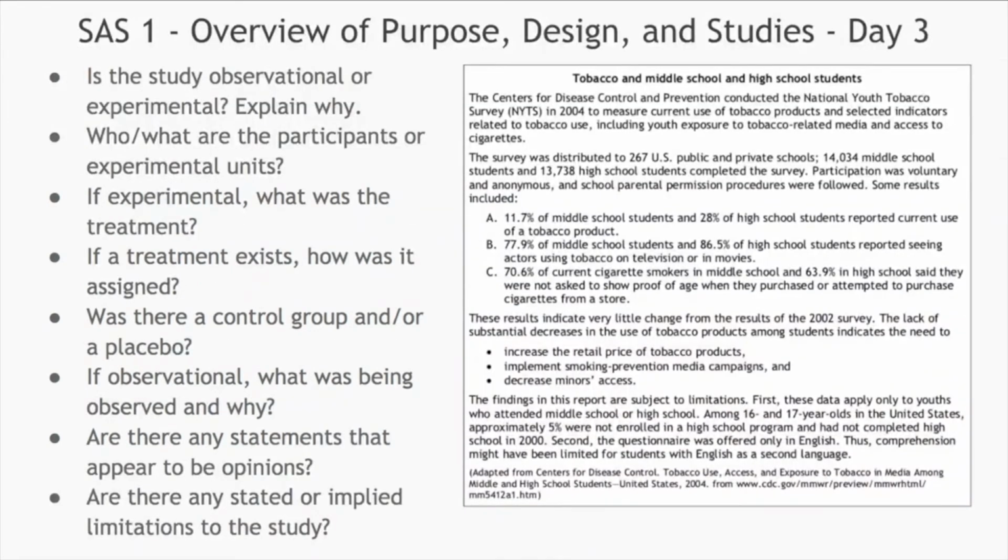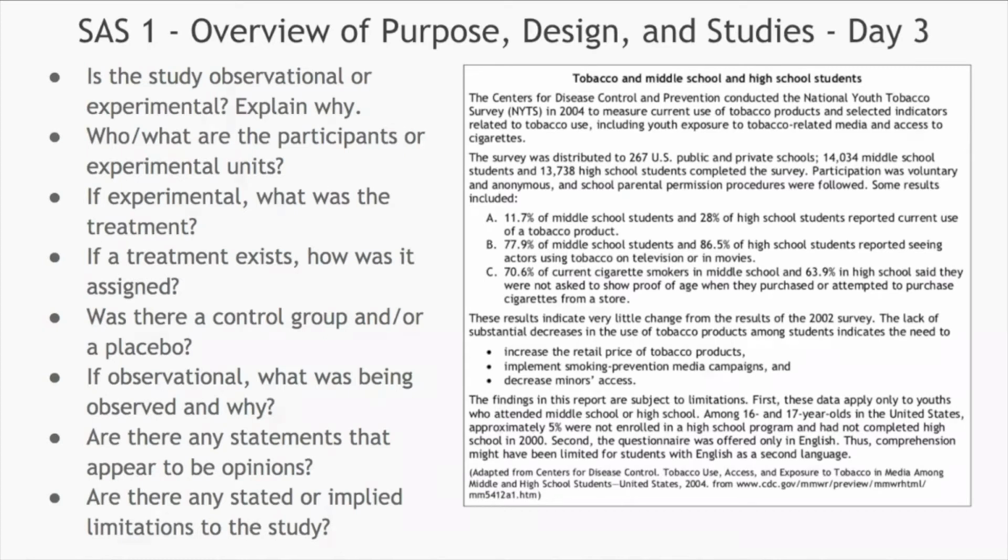All right, so tobacco in middle school and high school students. The Centers for Disease Control and Prevention conducted the National Youth Tobacco Survey in 2004 to measure current use of tobacco products and selected indicators related to tobacco use, including youth exposure to tobacco-related media and access to cigarettes. The survey was distributed to 267 U.S. public and private schools. 14,034 middle school students and 13,738 high school students completed the survey. Participation was voluntary and anonymous. School parental permission procedures were followed.